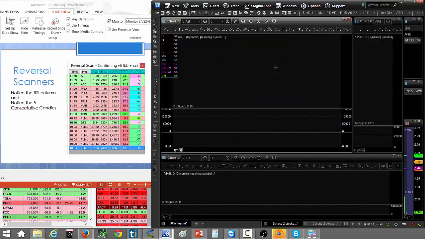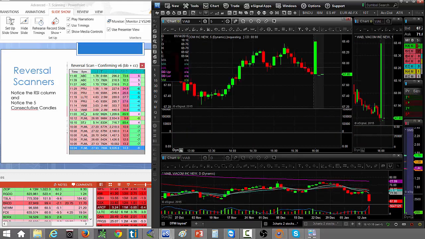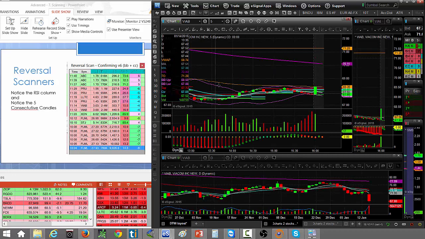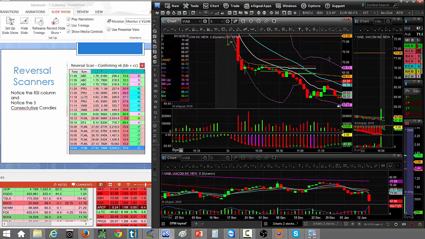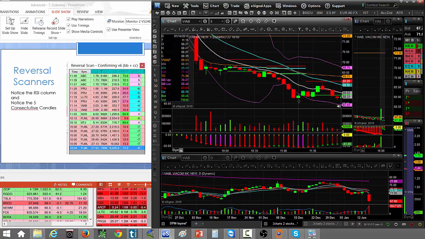VIAB. This one hit the bottom bounce scanner at 11:12 this morning. Okay, so 11:12, we get this sell-off here, nice sell-off, get a little bit of a bounce, pops up for 1-2 candles, then goes a little sideways, makes another move up. So not a big winner, but there was a little bit of potential in that.